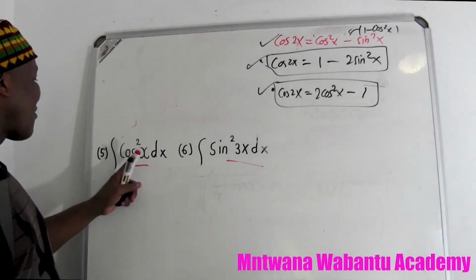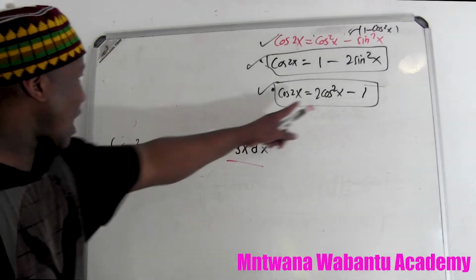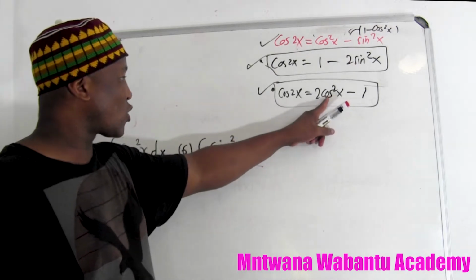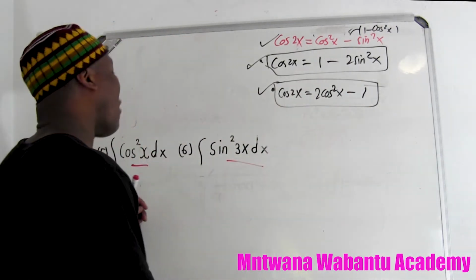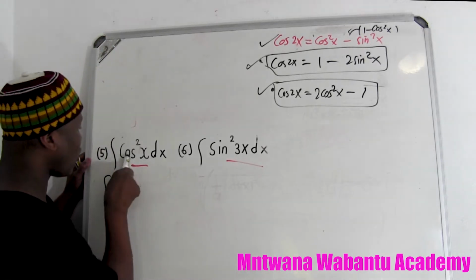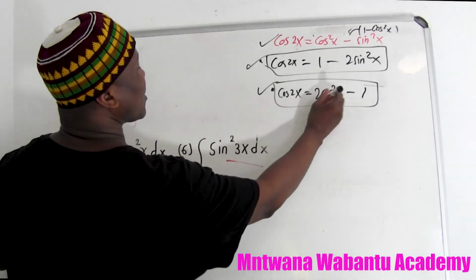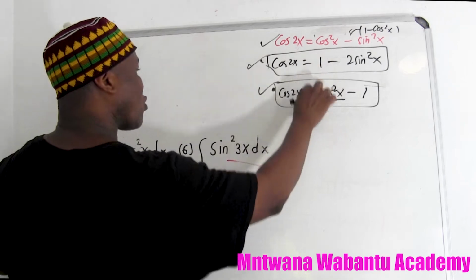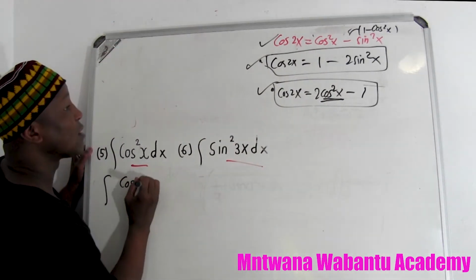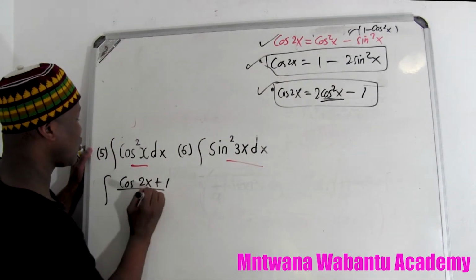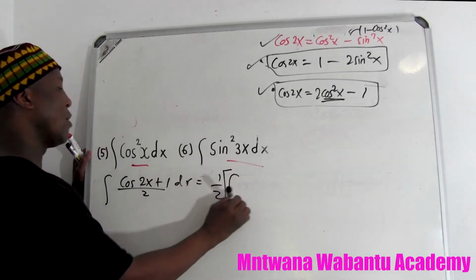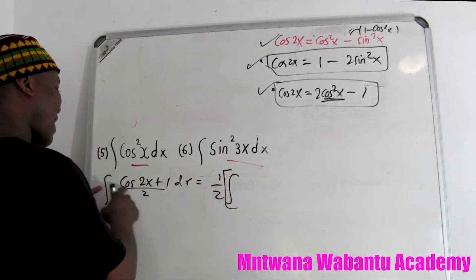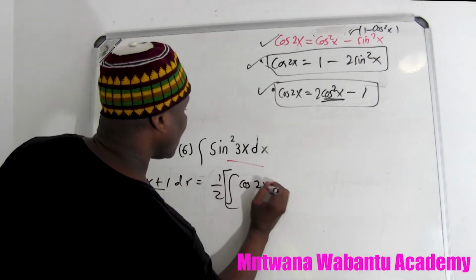So if you look at this one, we have a cos square x, so I'd rather use this. So what is cos square x? Cos square x equals cos 2x plus 1 over 2. So integral of cos square x, what is cos square x? It means cos 2x plus 1 divided by this 2. So it's going to be cos 2x plus 1 over 2 dx. But this 2 can go to the back: 1 over 2 integral, put brackets, cos 2x plus 1.